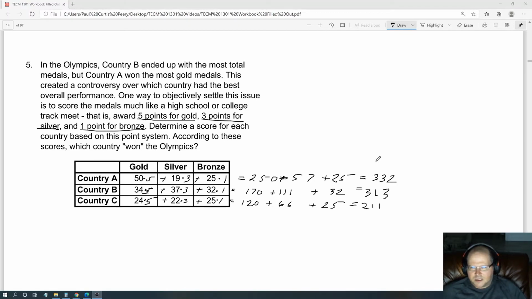Okay, so after adding these together, we end up with 332, 313, and 211. So it looks like the first one, country A, had the highest, won the Olympics, according to this weighted kind of metric that they use there.